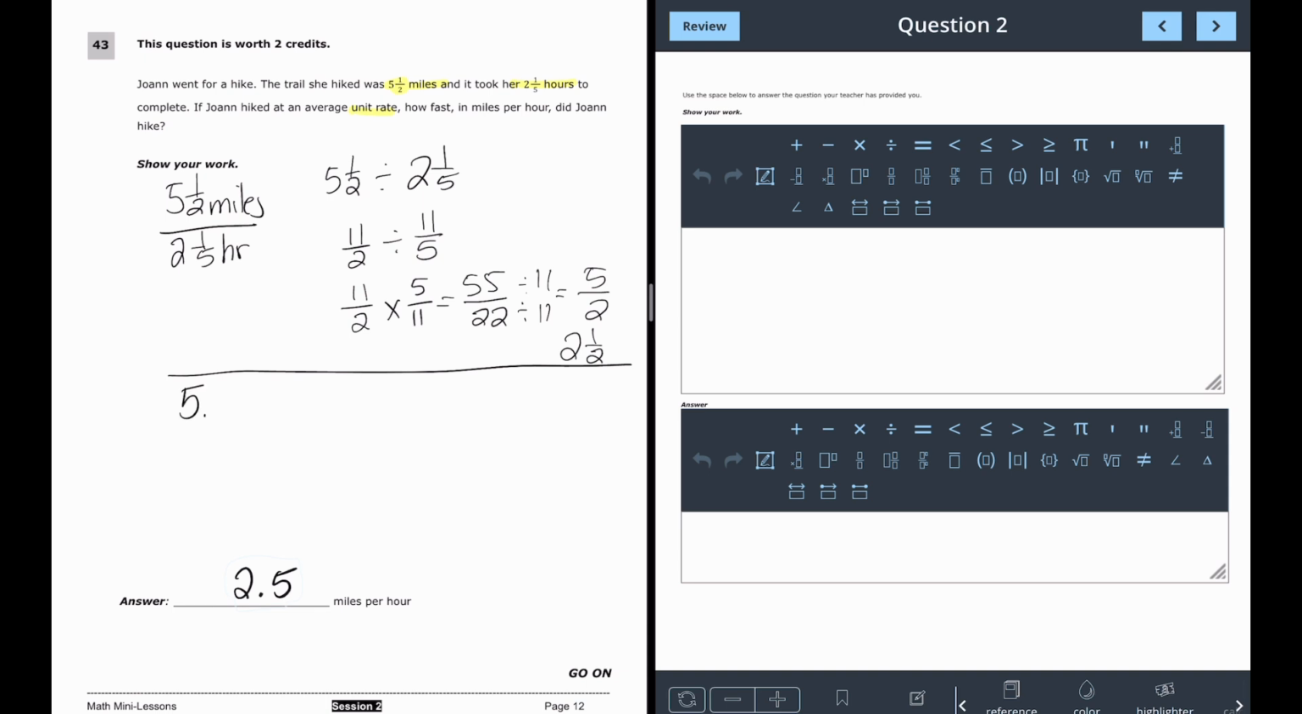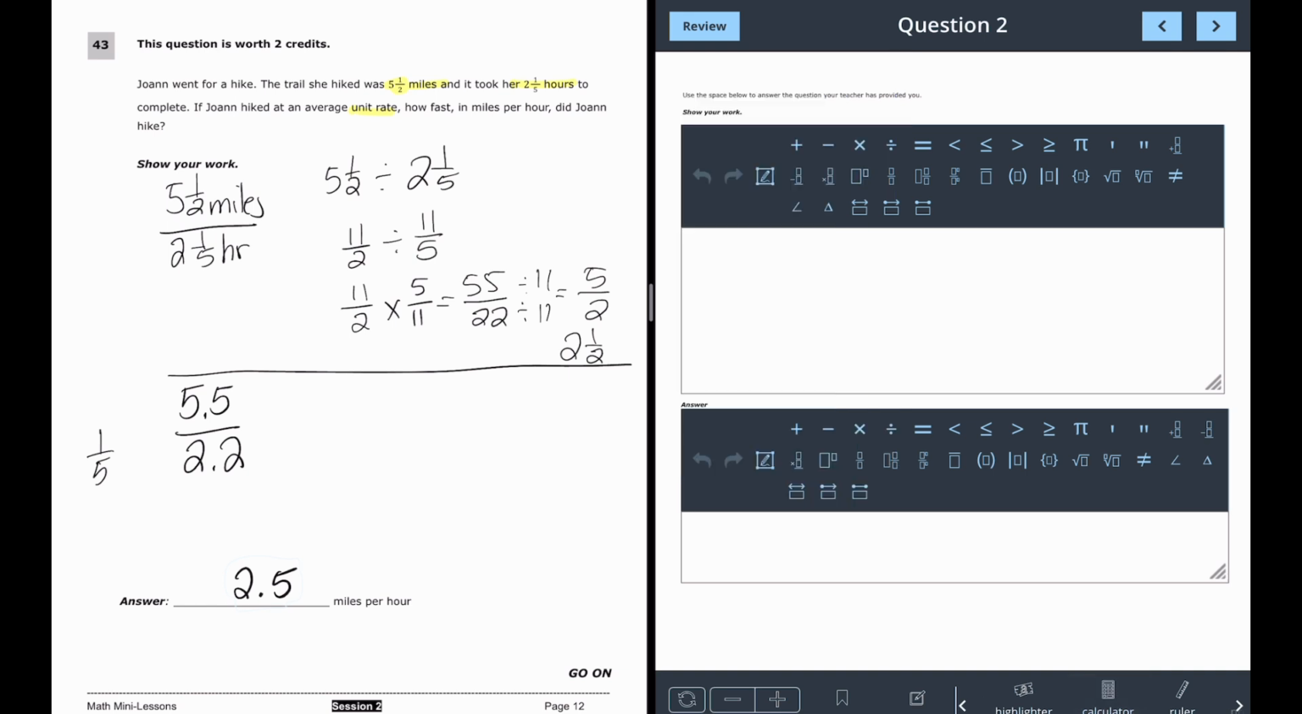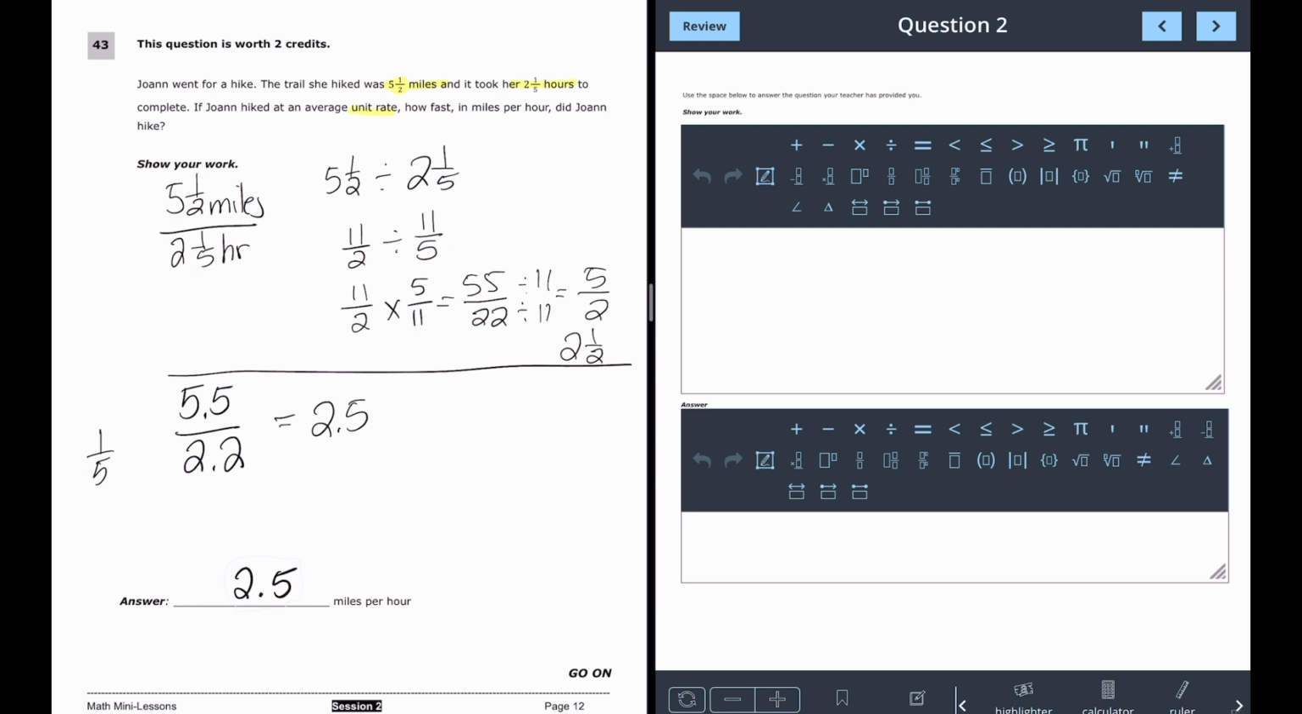If you wanted to change these to decimals, I would have 5.5 divided by 2 2/10. Now again, how did I get the 2 2/10? If you don't know, you can just change your 1/5 using division, 1 divided by 5. And you would get 2/10. So that's all I did. So I could just do 5.5 divided by 2.2 equals 2.5. That's all I did. Now, you decide which one you would want to put into your work.